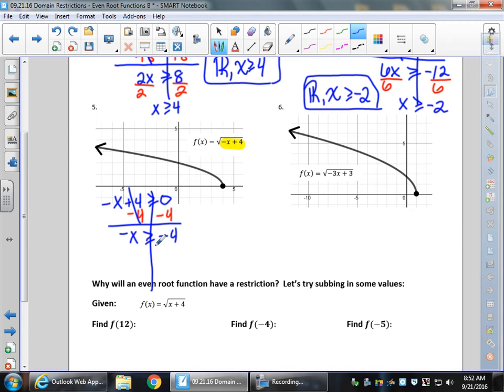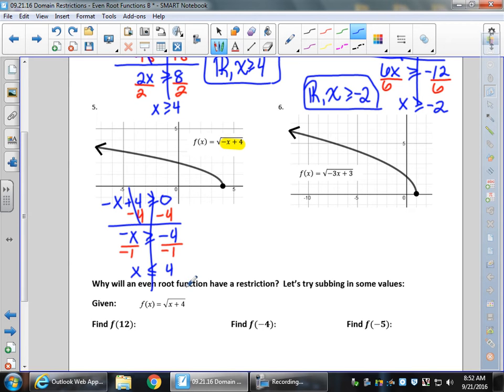Is this done? What do I need to divide by? Not -x. Try again. I'm going to divide by -1, and now the inequality sign does have to change direction. The inequality sign has to change direction here.